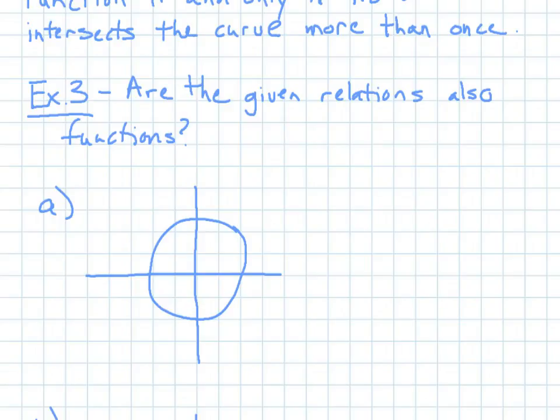Okay, so here I have certain relations. I want to see if they're functions. So letter A, looking at this, it's a circle, or my attempt at a circle. But here you can see I can draw a line through it and hit 2 spots, here and here. Okay, so then that means it's not a function. So we'd say no.